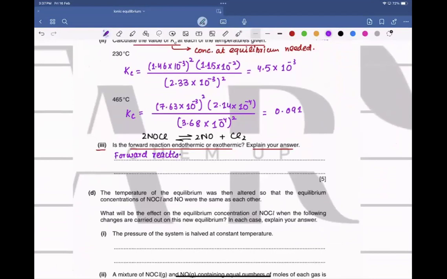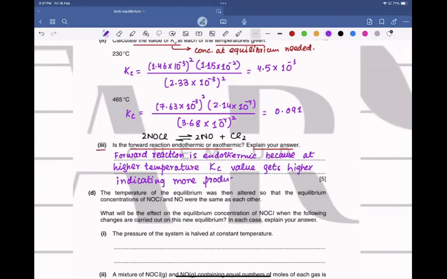So we will write: forward reaction is endothermic because at higher temperature, Kc value gets higher, indicating more product is formed. Is this clear?